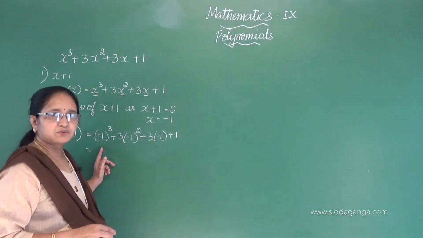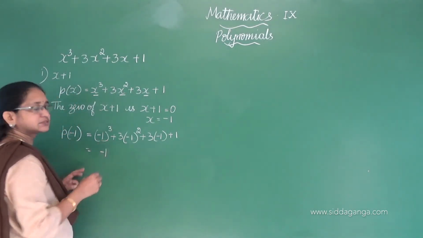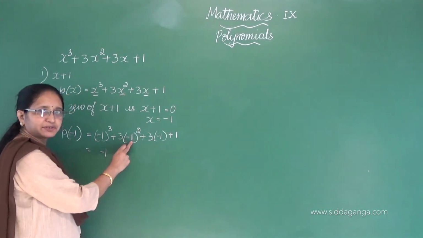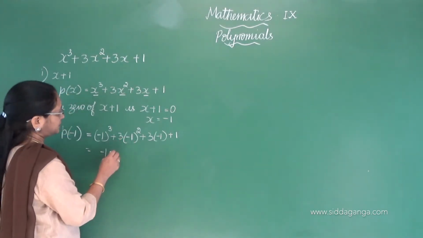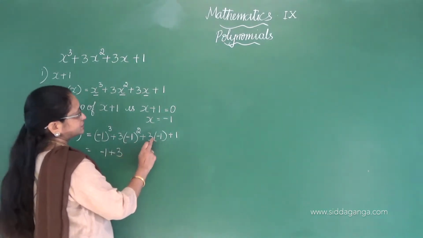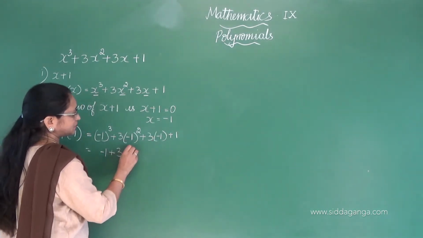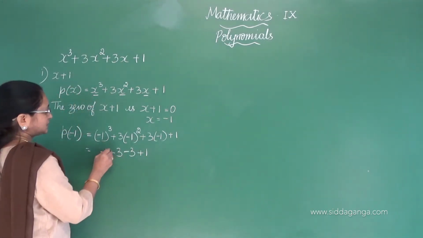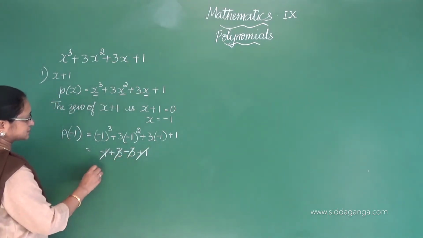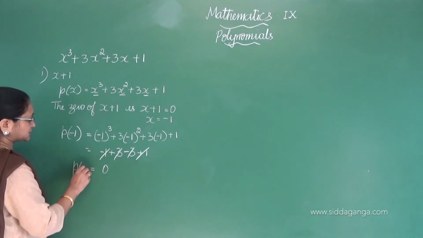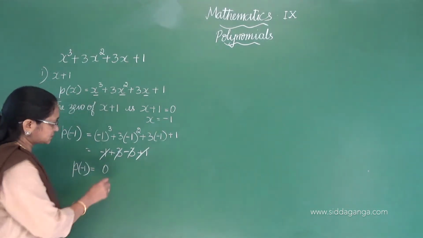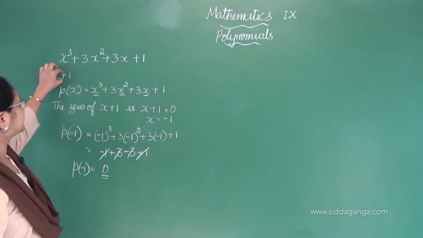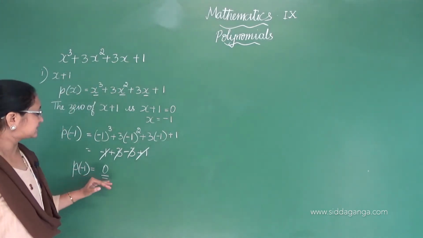So minus 1 whole cube plus 3 into minus 1 whole square plus 3 into minus 1 plus 1. Now minus 1 whole cube is nothing but minus 1. Then minus 1 whole square is minus 1 into minus 1, which is plus 1, into 3 is plus 3, and 3 into minus 1 is minus 3, and here plus 1. Now in this case the remainder is 0. So p of minus 1 is equal to 0. So this is the remainder. When we divide this p of x by the linear polynomial x plus 1, the remainder you will get is 0.